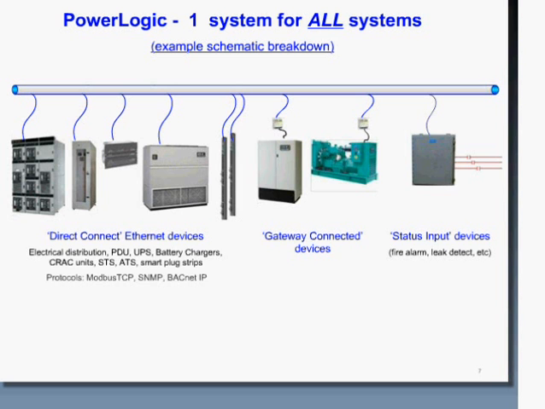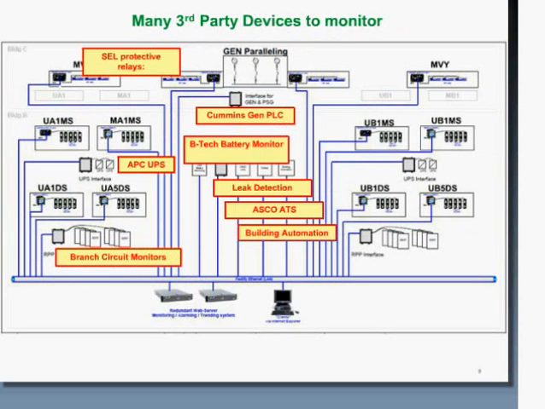These would typically talk to some sort of remote client or a redundant server. There's a lot of third-party devices that you typically want to monitor with a monitoring system. You could monitor the protective relay within your switchgear, the PLC device within your generator control, battery monitoring. Obviously, you're looking at an overview or input from your UPS, leak detection, ATS systems. And of course, the branch circuit monitors are the base of some of the real-time energy information coming into your systems.